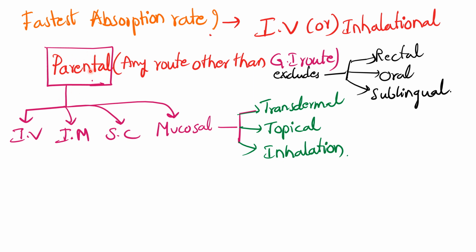What comes under the parenteral route? IV, IM, SC, that is intravenous, intramuscular, subcutaneous, mucosal, transdermal, topical, and inhalation. These all come under parenteral. Whereas the GI route, gastrointestinal route, includes rectal, oral, and sublingual.